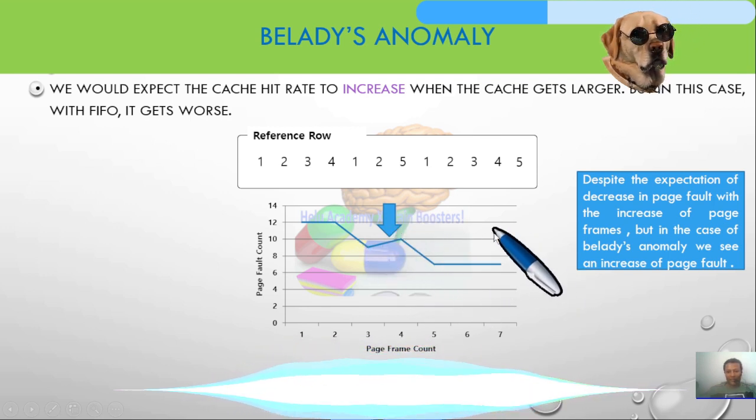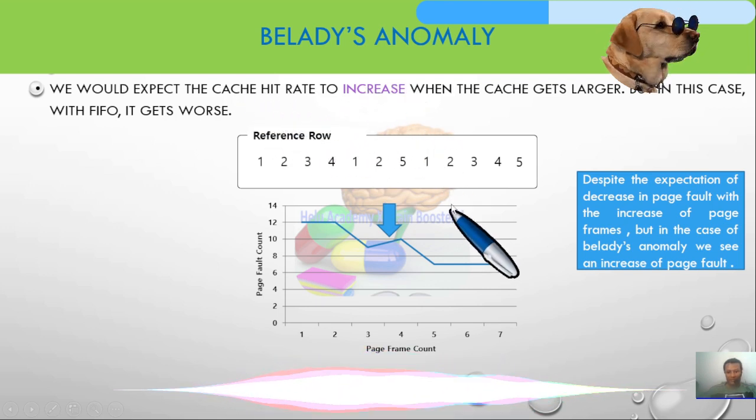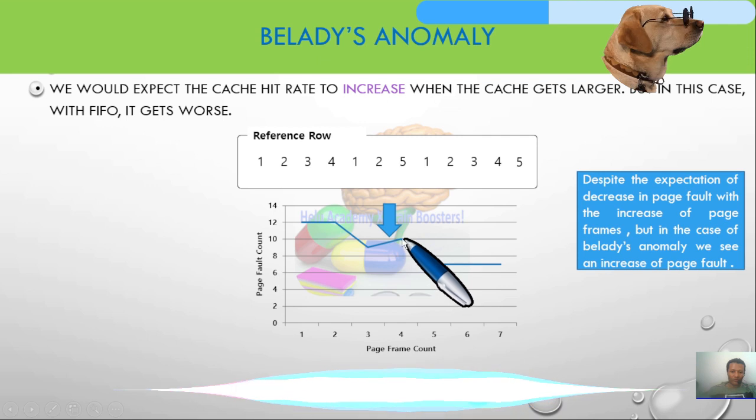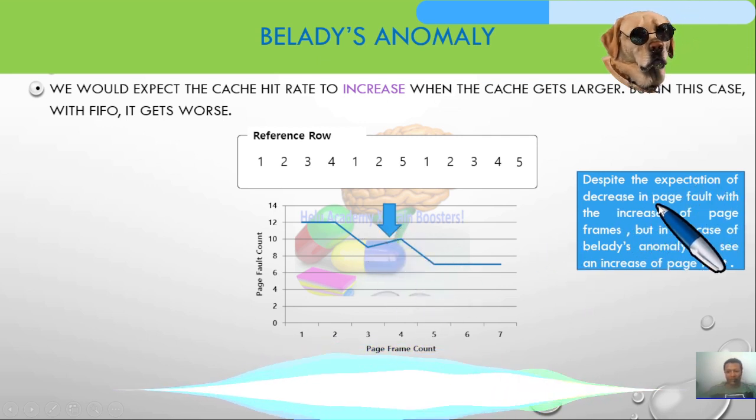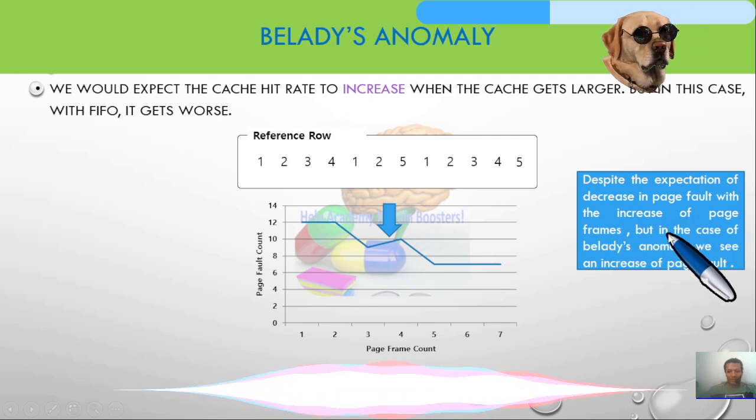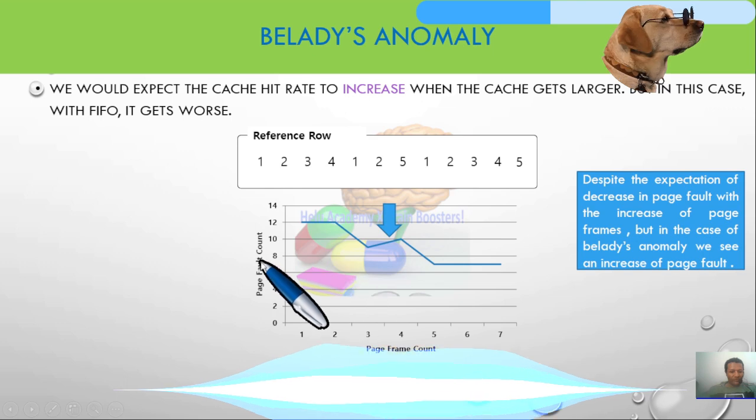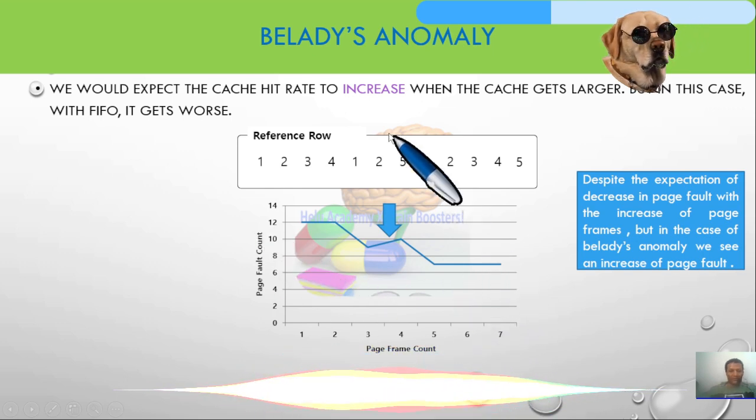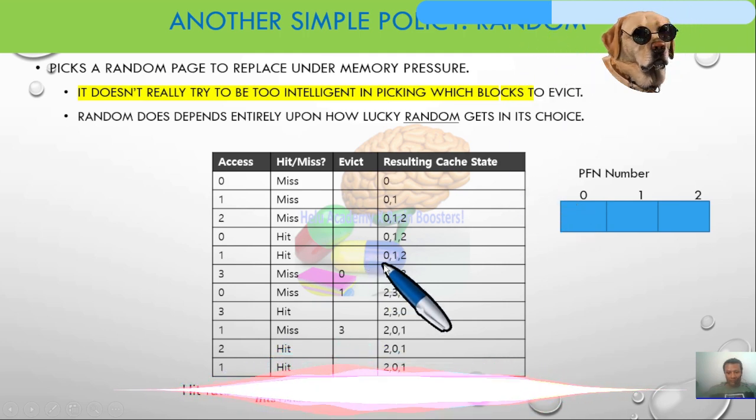Despite our expectation that the cache hit rate would increase, it decreases, so the page faults increased. Despite the expectation of decreasing page faults with an increase of page frames, in Belady's anomaly we see an increase of page faults. That is the scenario. Another simple policy we have is random.